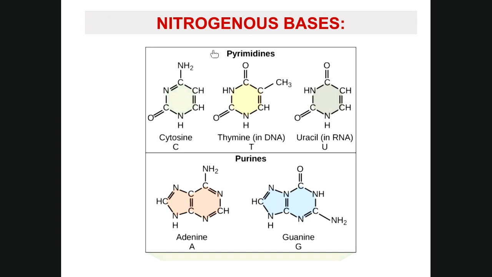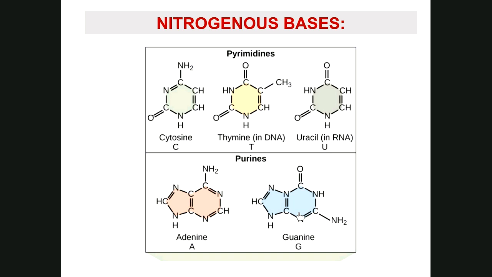Cytosine and thymine are pyrimidines, with one single ring. Purines are double ring. There are two purines, adenine and guanine. And we have three pyrimidines, cytosine, thymine, and uracil. RNA does not have thymine. It has uracil. Adenine pairs with thymine in the DNA, but adenine pairs with uracil in the RNA.